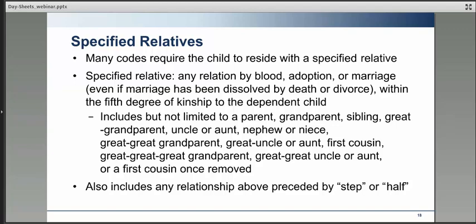However, it does also include any relationship above preceded by step or half. So if they are a step grandparent, half grandparent, I'm not as familiar with that term, but half sibling is probably more common, that still counts for the purposes of specified relatives.